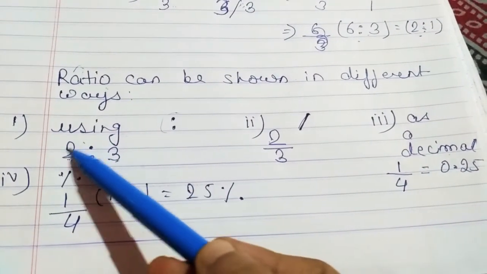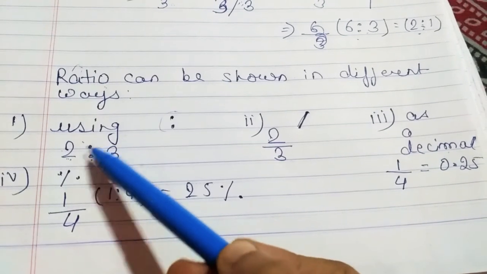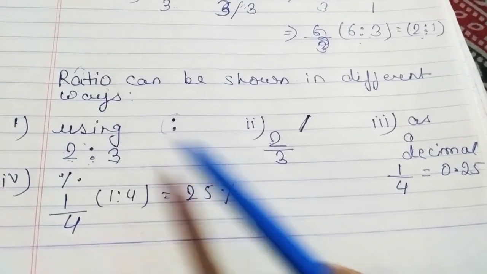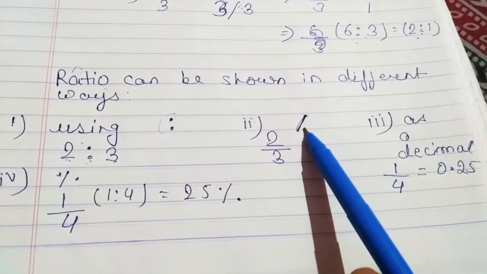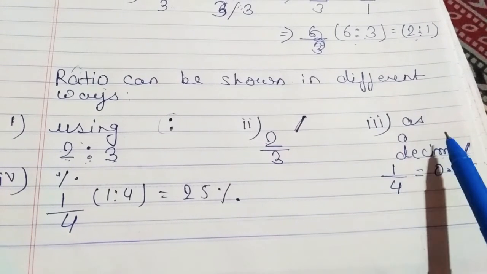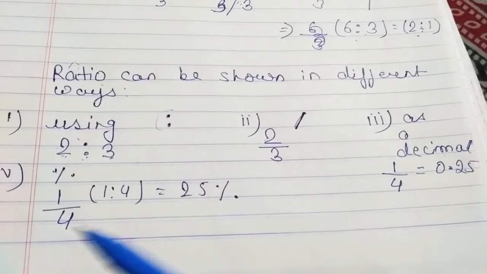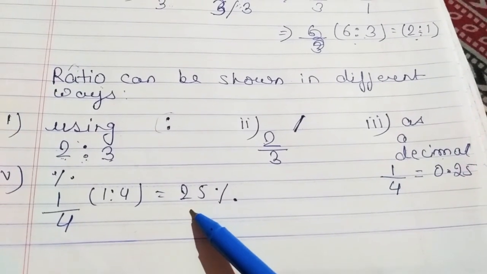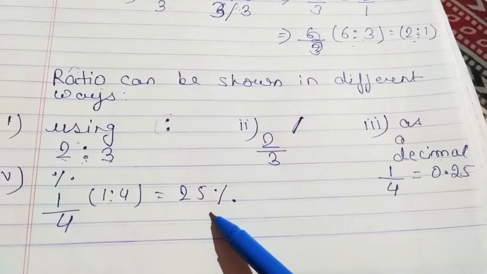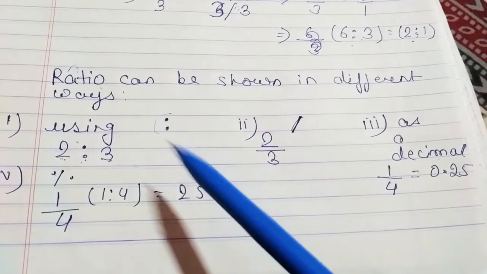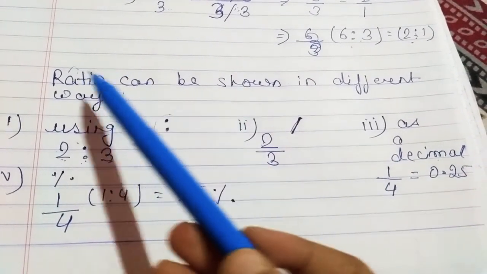So by these four ways you can represent a ratio: you can separate two values by a colon, by a division mark, by a decimal, and lastly by a percentage. So this is the way to represent a ratio.